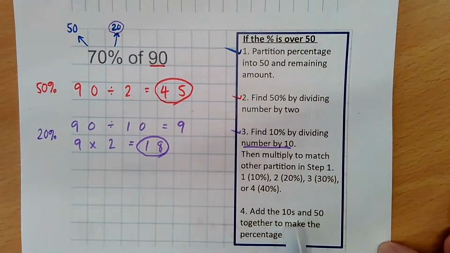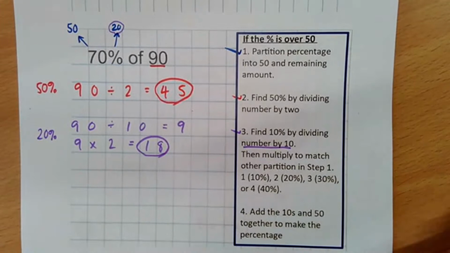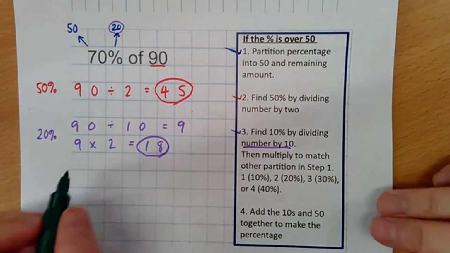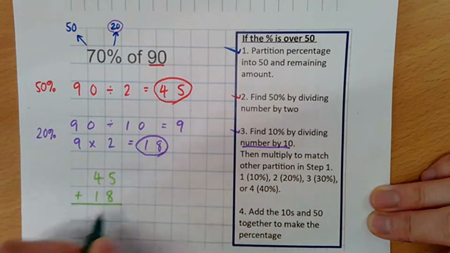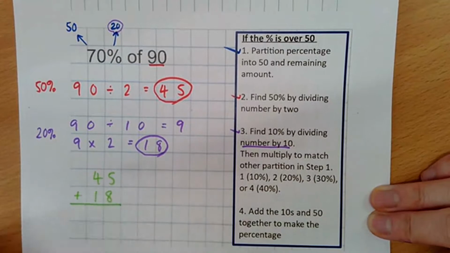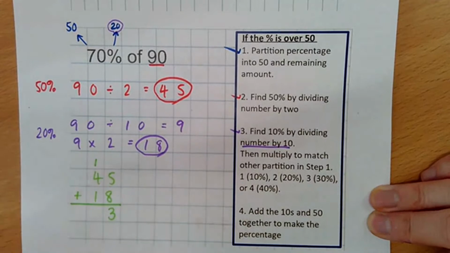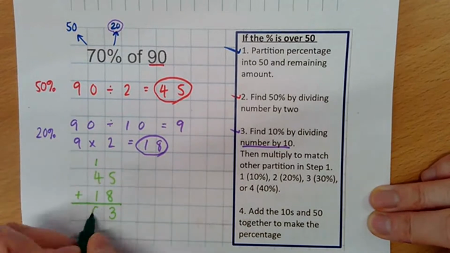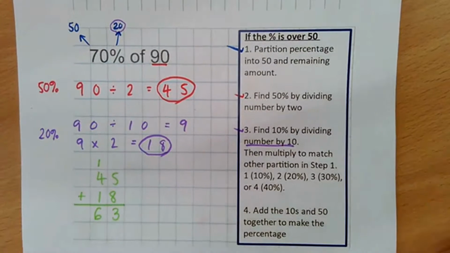And now we're going to add the 10s and the 50s together. So 45 plus 18 equals 5 plus 8 equals 13. 3 regroup 1. 1 plus 4 equals 5. Plus 1 equals 6. So 70% of 90 is 63.